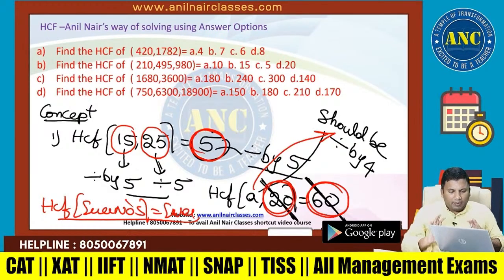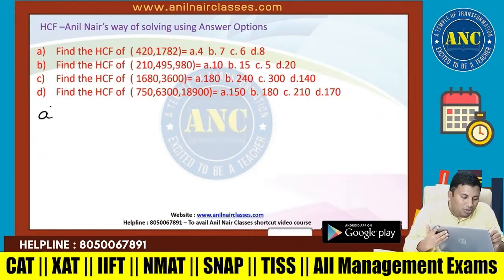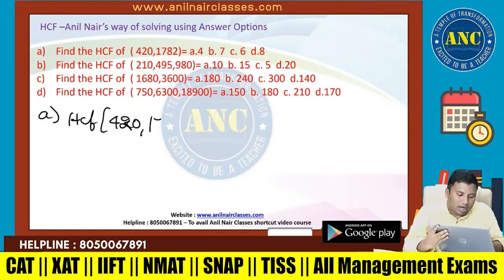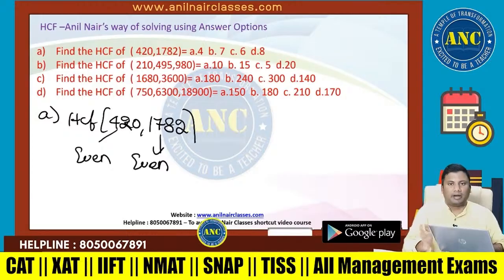Now, why am I explaining this? Let us solve this one with this concept. Listen carefully. It is not about these problems, you should know how to use this logic. Find the H.C.F. of 420 and 1782. Listen carefully. 420 is an even number. 1782 is an even number.